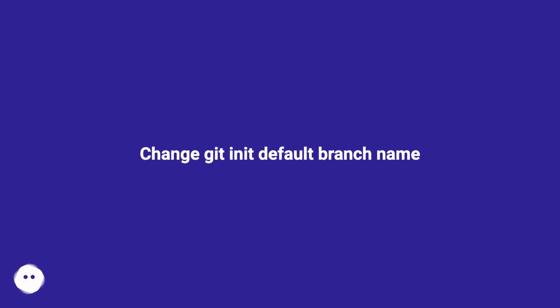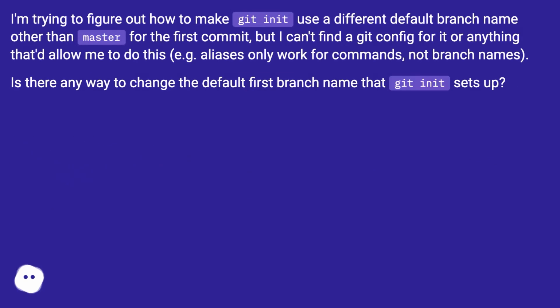Change Git init default branch name. I'm trying to figure out how to make Git init use a different default branch name other than master for the first commit, but I can't find a Git config for it or anything that'd allow me to do this. For example, aliases only work for commands, not branch names. Is there any way to change the default first branch name that Git init sets up?